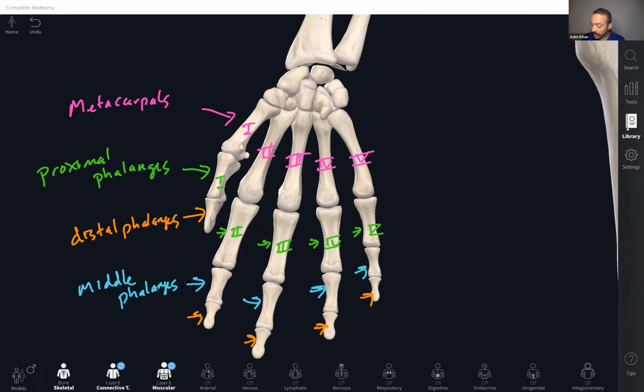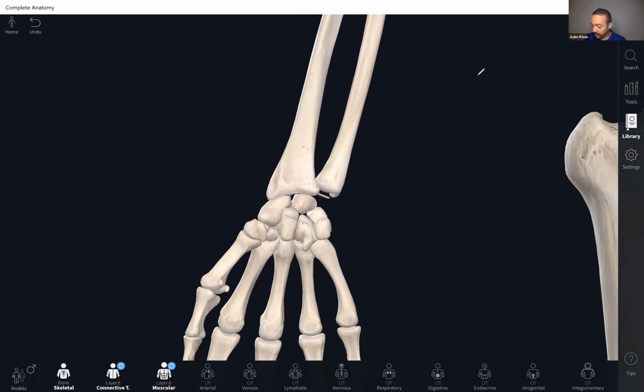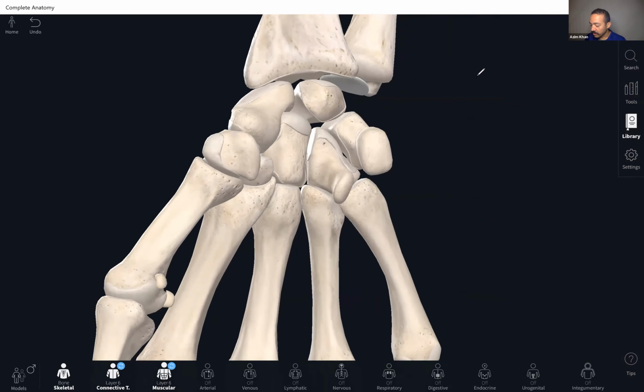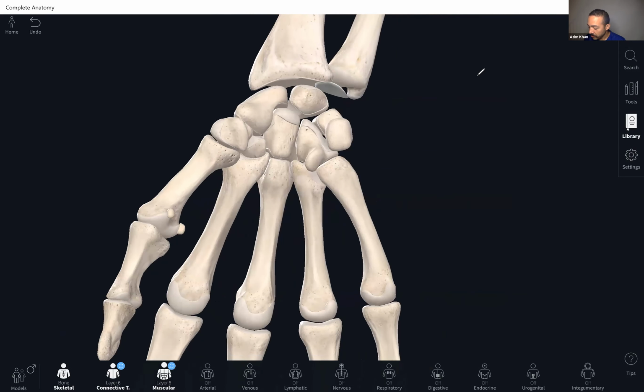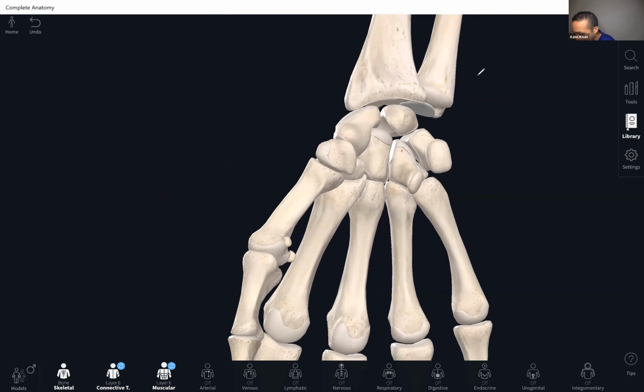Clearing this, going closer to the wrist. Once again, we're in an anterior view. Those rows are not perfect. You can see here, I don't know how well you can see here, but there's one bone here, another here, another here, part of it's hiding, and then another here.